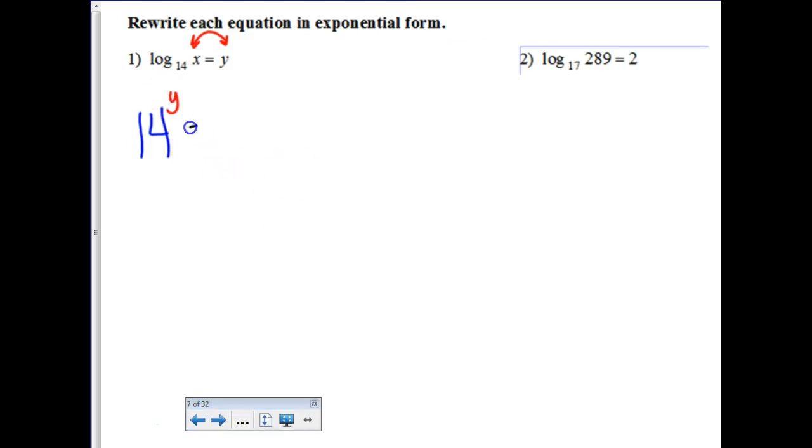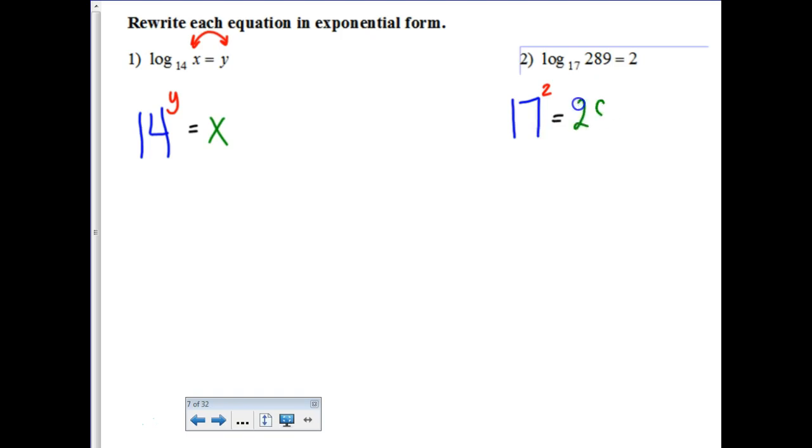And it's going to equal the number that was originally in the logarithm, which was x. Very good. So that is going from logarithmic to exponential form. So same thing here for number 2. Who's your base? 17. He's now going to be raised to the, flip these around, what power? The second power. And it equals 289.